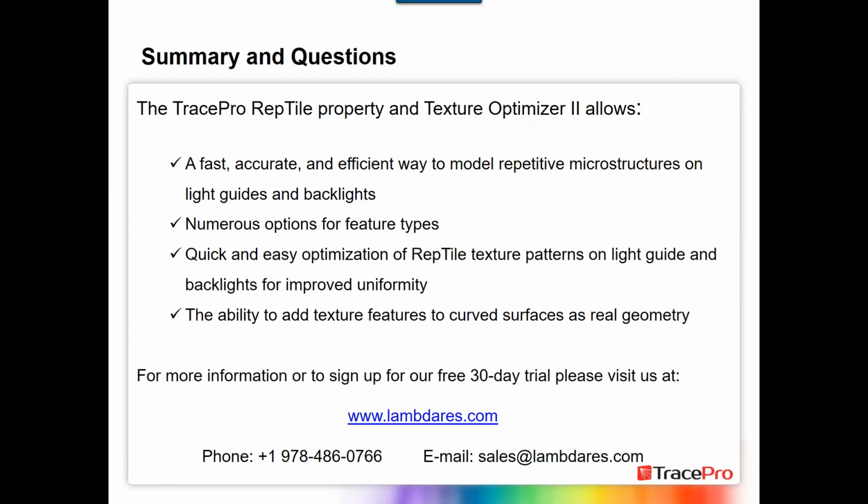But to summarize, the TracePro RepTile Property and Texture Optimizer 2 allows really for a fast, accurate, and efficient way to model repetitive microstructures on light guides and backlights. There are numerous options for feature types. It's a quick and easy optimization of RepTile texture patterns on light guides and backlights for improved uniformity. You could also do, as I said, micro lens arrays. And using the Texture Optimizer 2, you also have the ability to add textures to curved surfaces as real geometry.